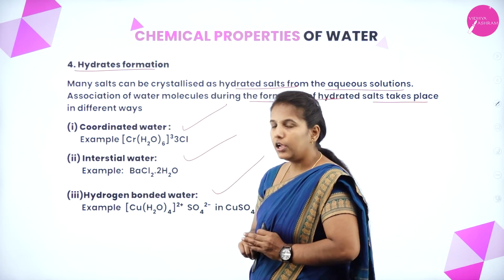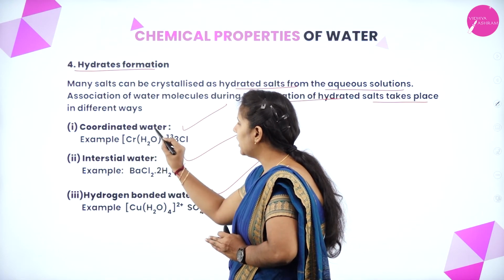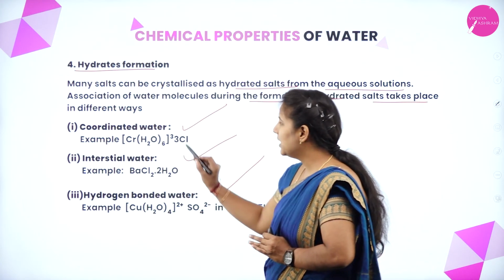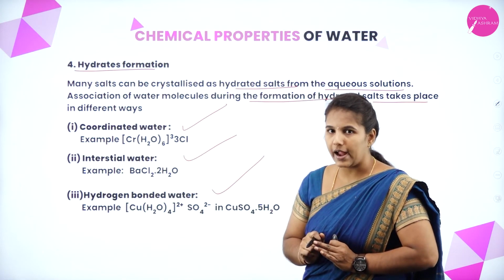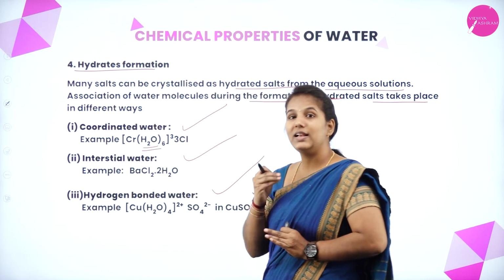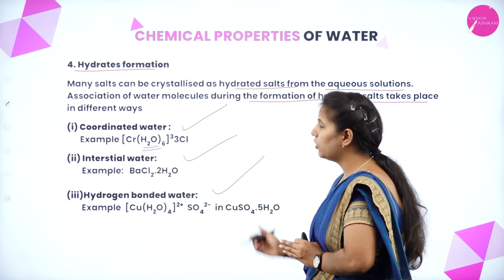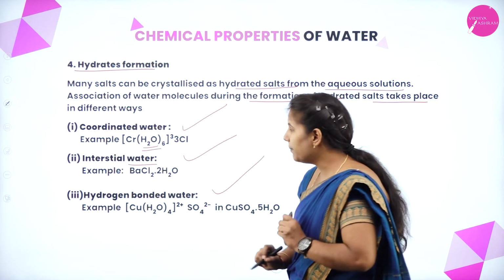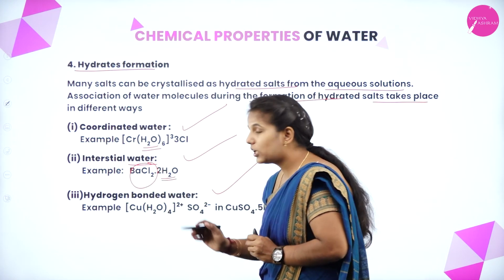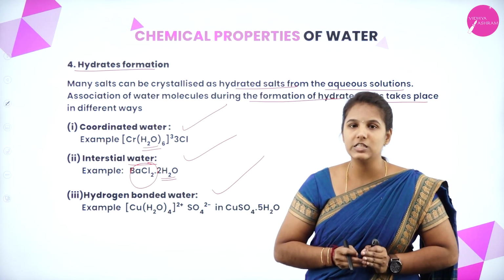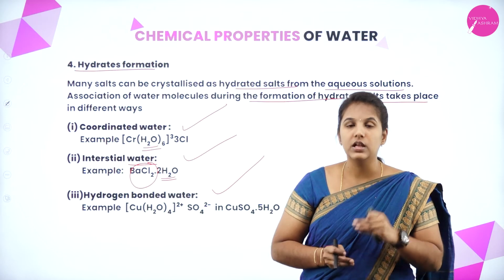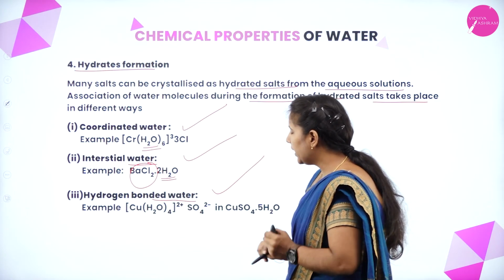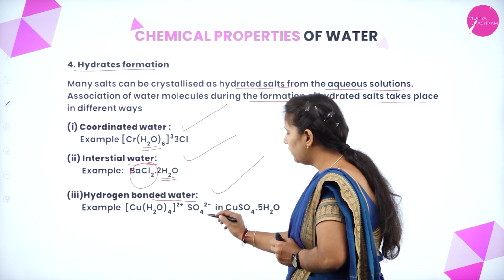In coordinated water, you can see that chromium has a ligand, water, and forms a bond with chlorine. So it is hexa-aqua chromium chloride. So our water acts as what? A ligand in the coordination compound, or in the coordinated water. Similarly, interstitial water: remember in barium chloride, our water molecule goes and occupies the empty or vacant spaces to form what? Interstitial water.